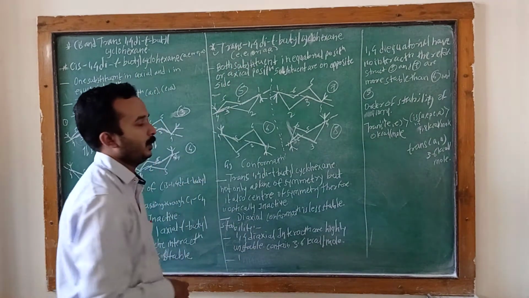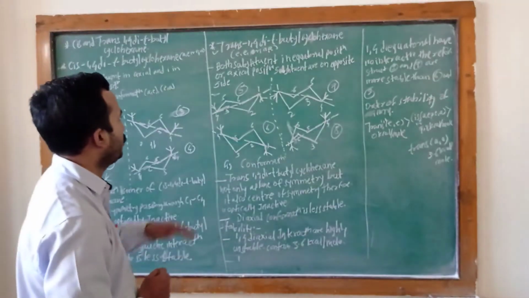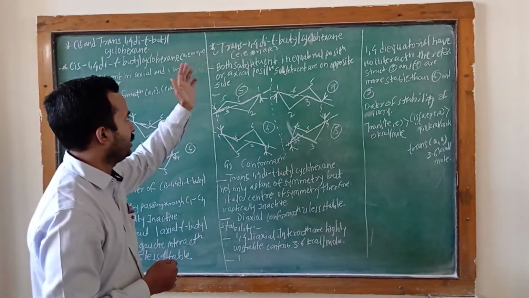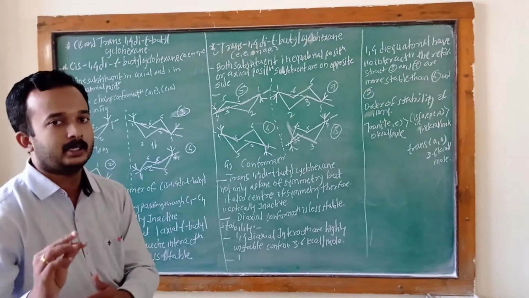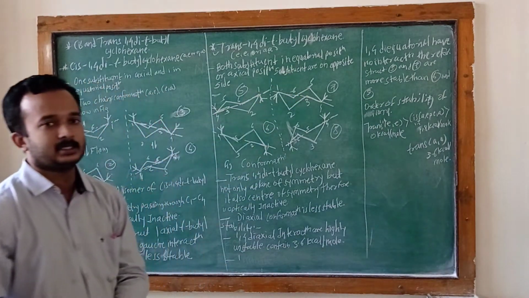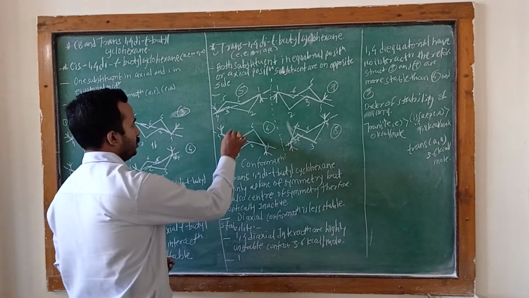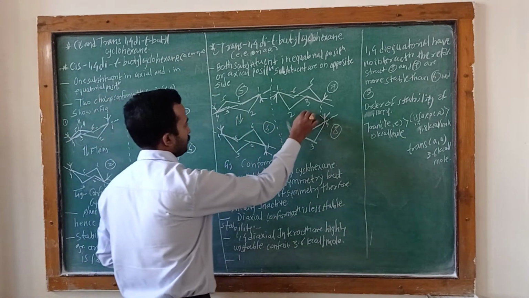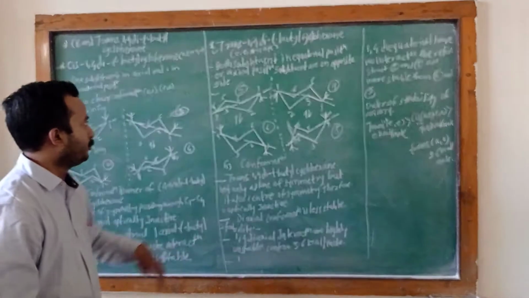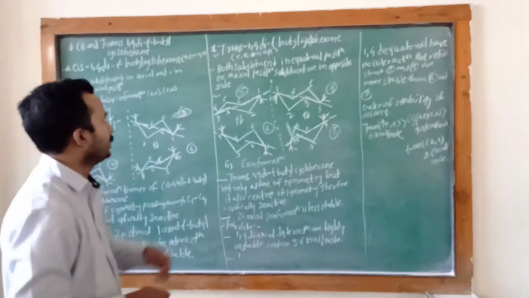The next compound is trans 1,4-ditertiary butyl cyclohexane. In this compound the positions are equatorial or axial. In this conformation, both the substituents are equatorial, or both the substituents are axial. Therefore the substituents are on opposite sides.